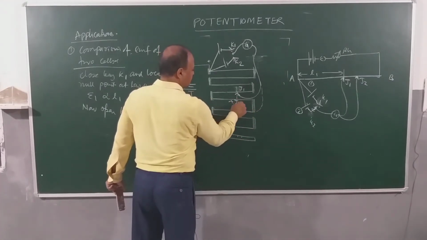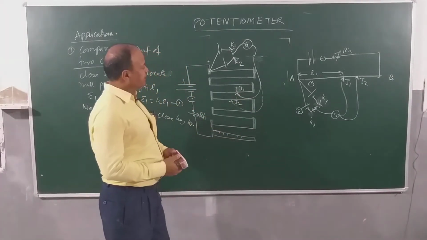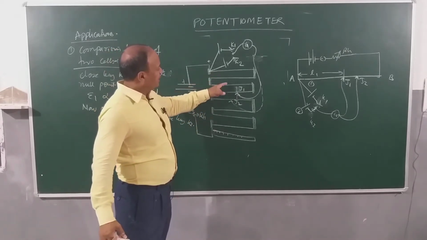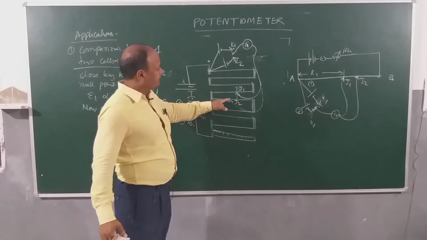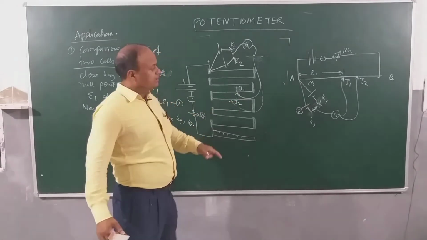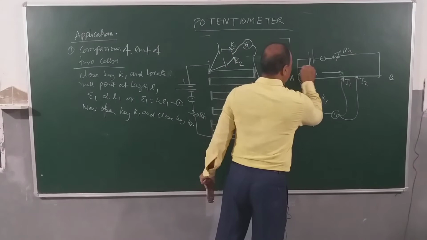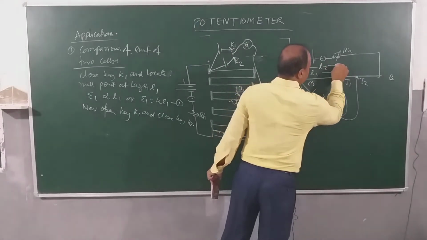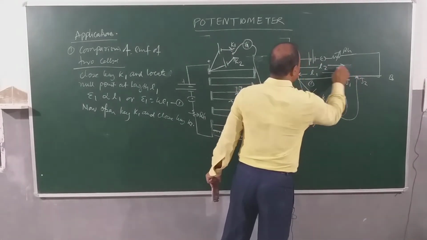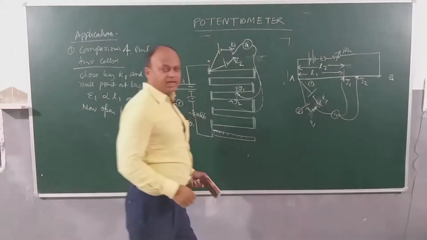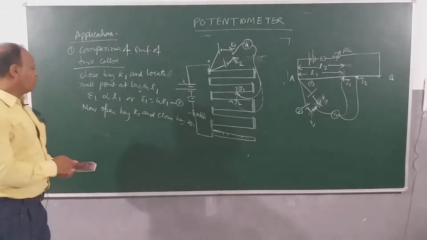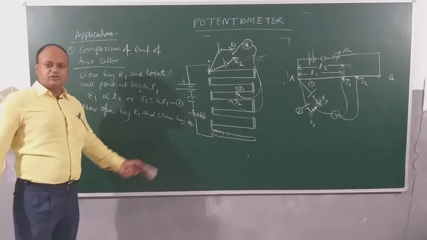At point J2, I can measure the length: 1 wire, 2 wire, 3rd wire, 4th wire and 5th wire, you can measure, right? Now this balancing length will come against the EMF of the second cell, and it is L2. So here it says, now open key K1 and close key K2.